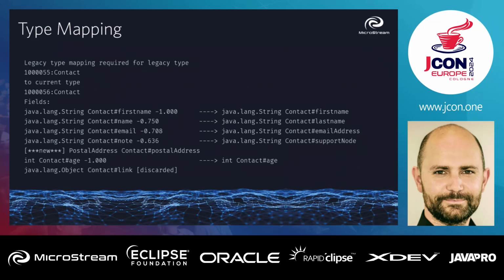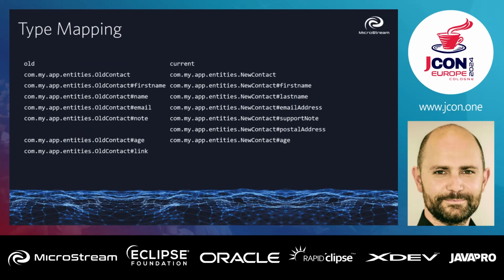This would be the default console output when the engine detects a type change. So it says, oh, in my storage there's an older version compared to the class on the class path, so we have to do a mapping. And you can provide a type mapping either by a text file or by an API, where you can define all the changes, all the renames, and so on. So this can be handled by the engine without problems.